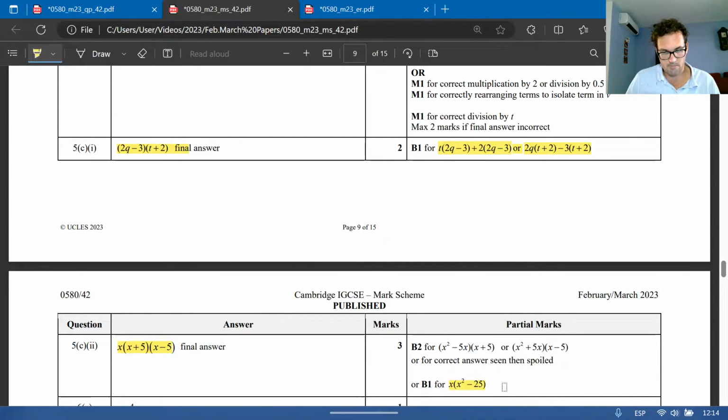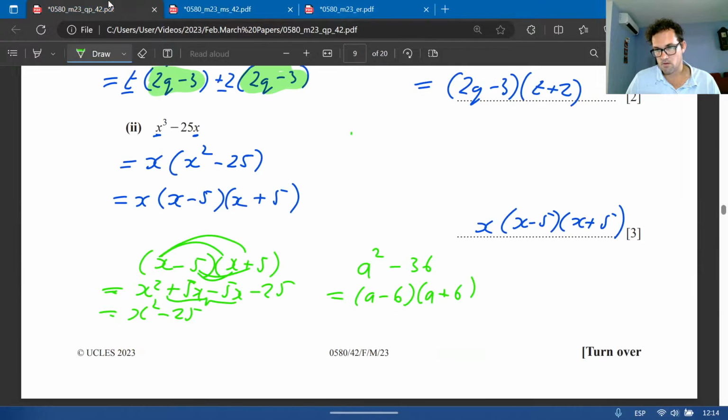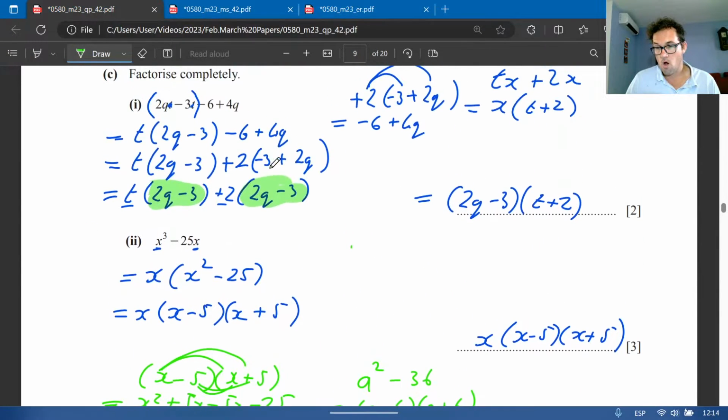1 mark for that. Oh my goodness, what are they doing there? Don't even look at that. Okay, 1 mark for the basic factorization, 2 marks for the whole, because it says factorize completely.